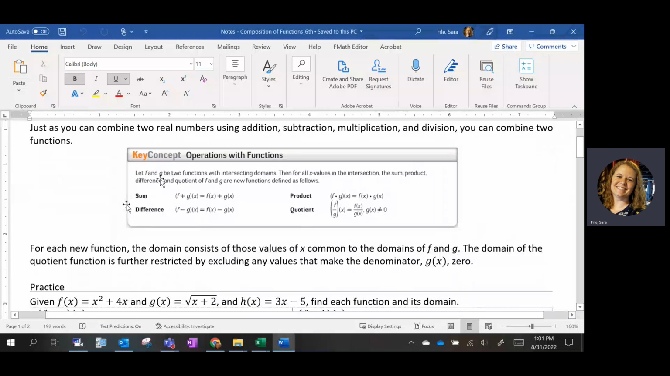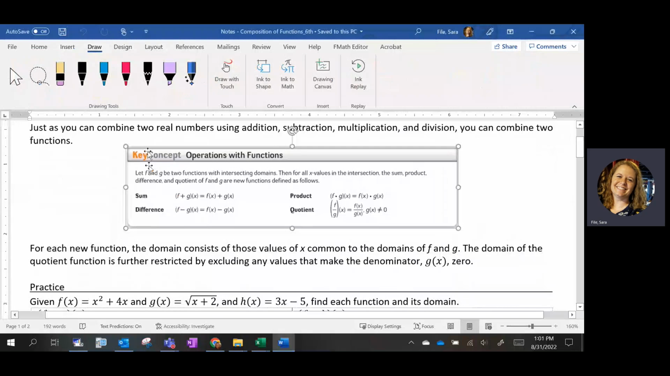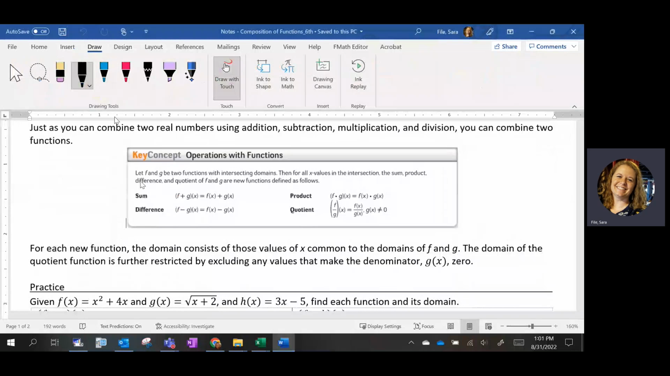Now, if you are finding the sum of two functions, then you're simply combining like terms. That's all that is, because you end up with two functions, and if they have anything in common, it's literally just combining like terms.